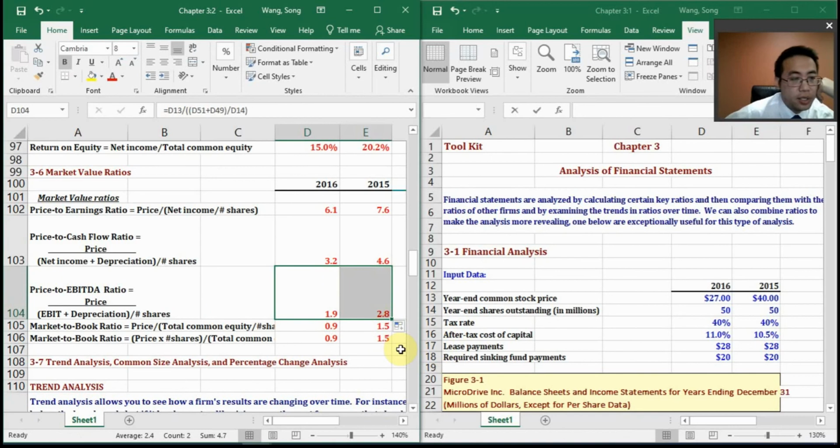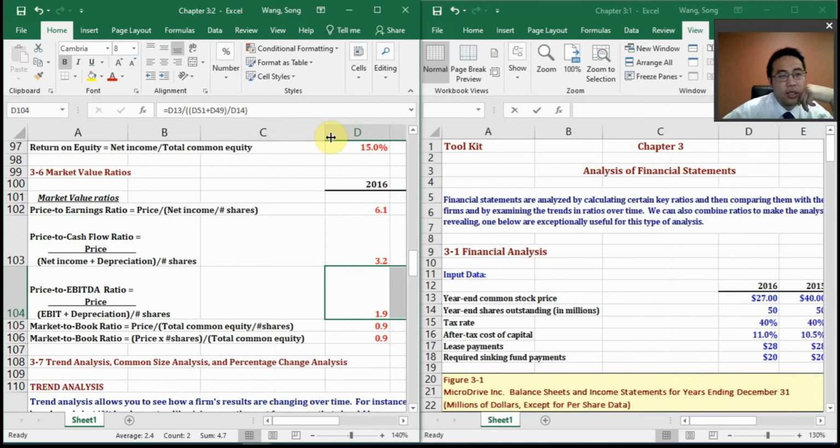Okay, the next one is the market to book ratio. It is the price divided by, well, if I extend it, the total common equity divided by the number of shares. The thing in parentheses is the book value of equity at a per share level.